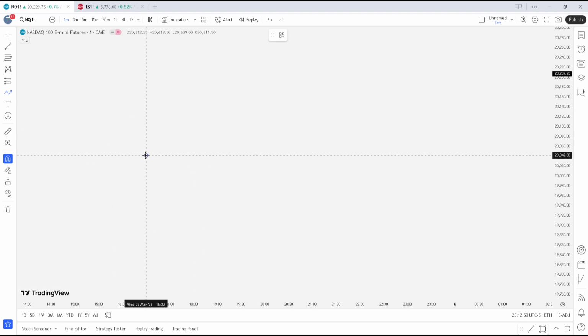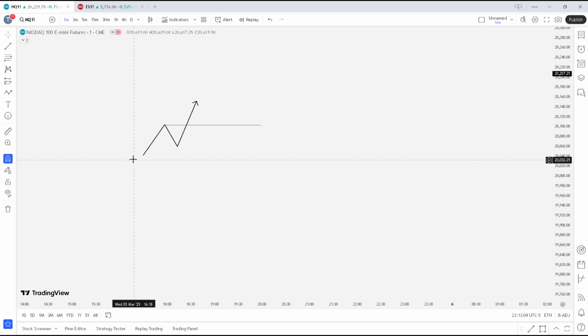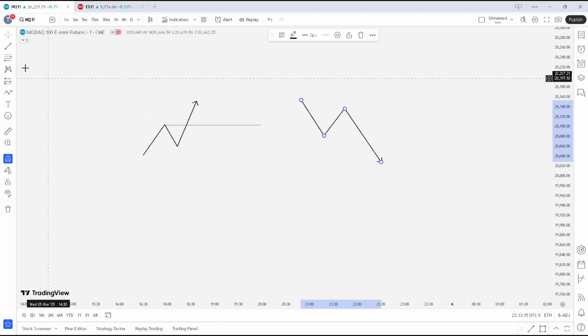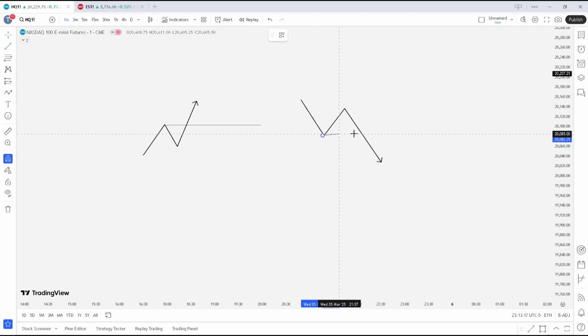And for a mitigation block, if you had this, you have a low, a high, a higher low, and then a higher high, then that's a mitigation block. And the same thing, bearish mitigation: a high, a low, a lower high, and then a lower low.